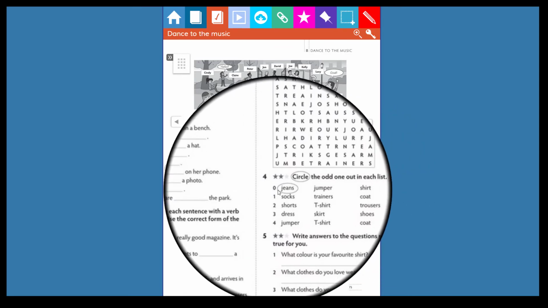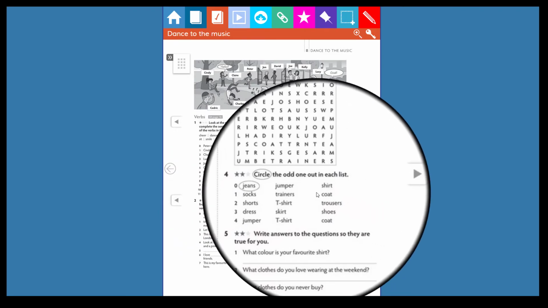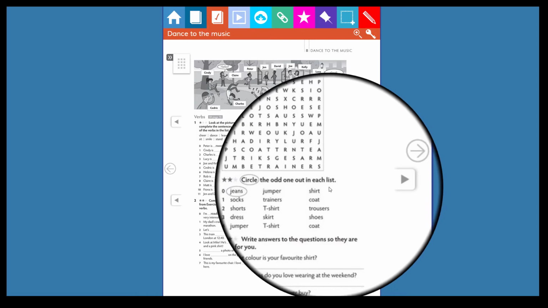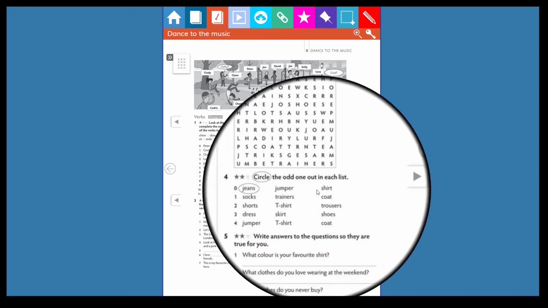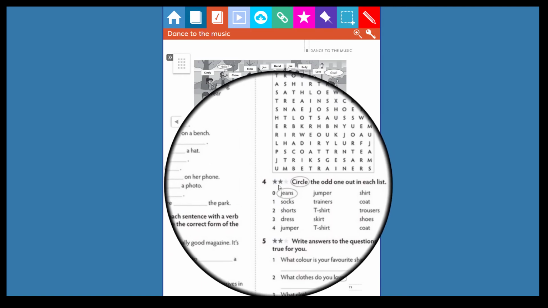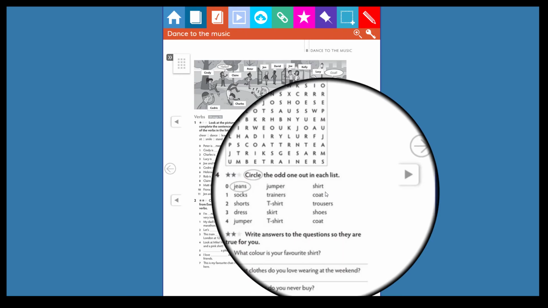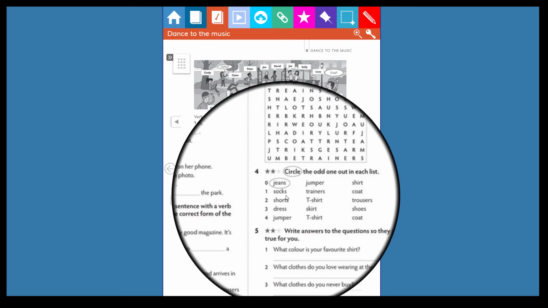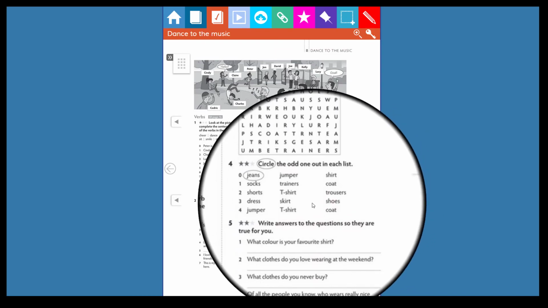Lo que tenemos son listas hacia el lado. En la número 0 tenemos jeans, jumper, and shirt. Son 3 palabras. ¿Cuál palabra es la diferente, la distinta, la que no va con las otras? In this case is jeans. En este caso son los jeans, porque el chaleco y la camisa se colocan arriba y los jeans son pantalones, se colocan en las piernas, en la parte de abajo. So you have to circle the odd one in each list.